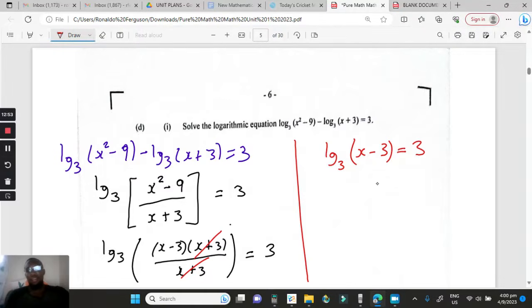Then the rule of logarithms says a number is equal to the base to a power. So what is a logarithm? A power. What's the power? Notice the base is 3 and the power is 3. So that means x minus 3 is equal to 3 to the third power.